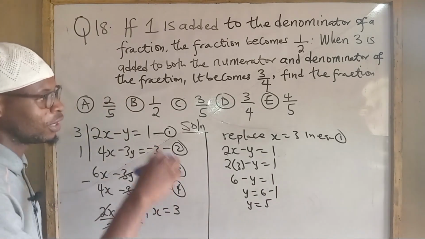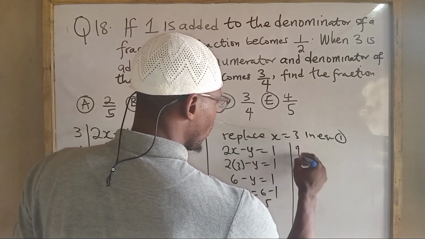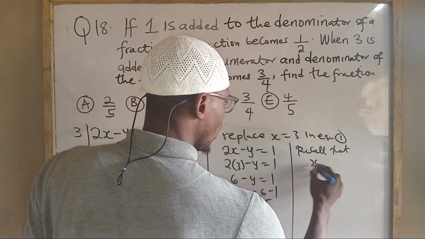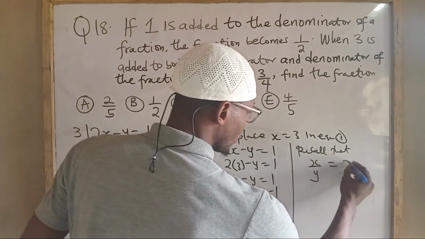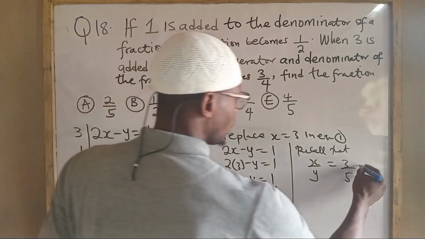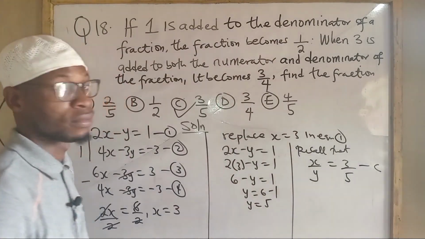Now we recall that since our fraction is x over y, let's replace. What is x? That's 3 over what? y is 5. So our answer is 3 over 5, and that's option C. So option C is correct.